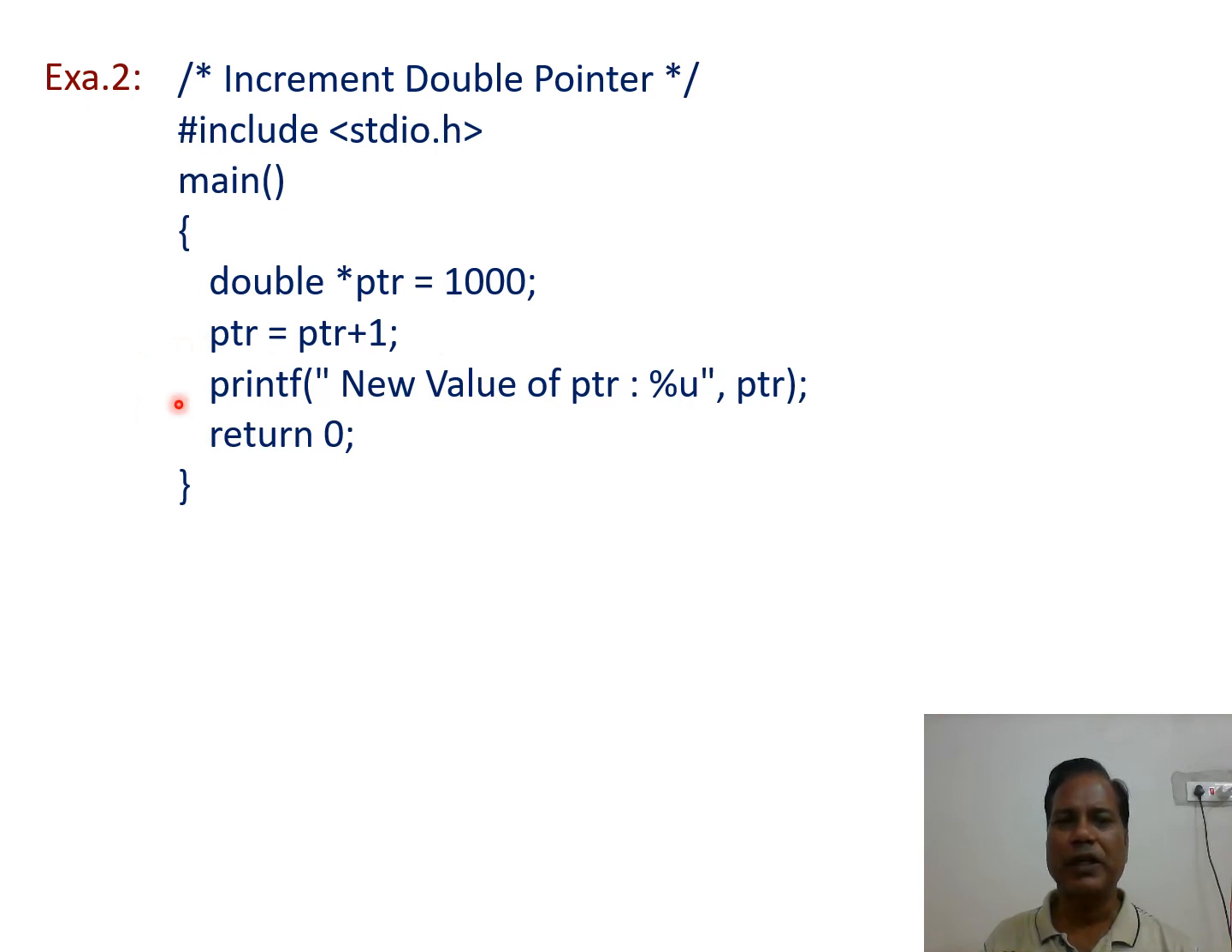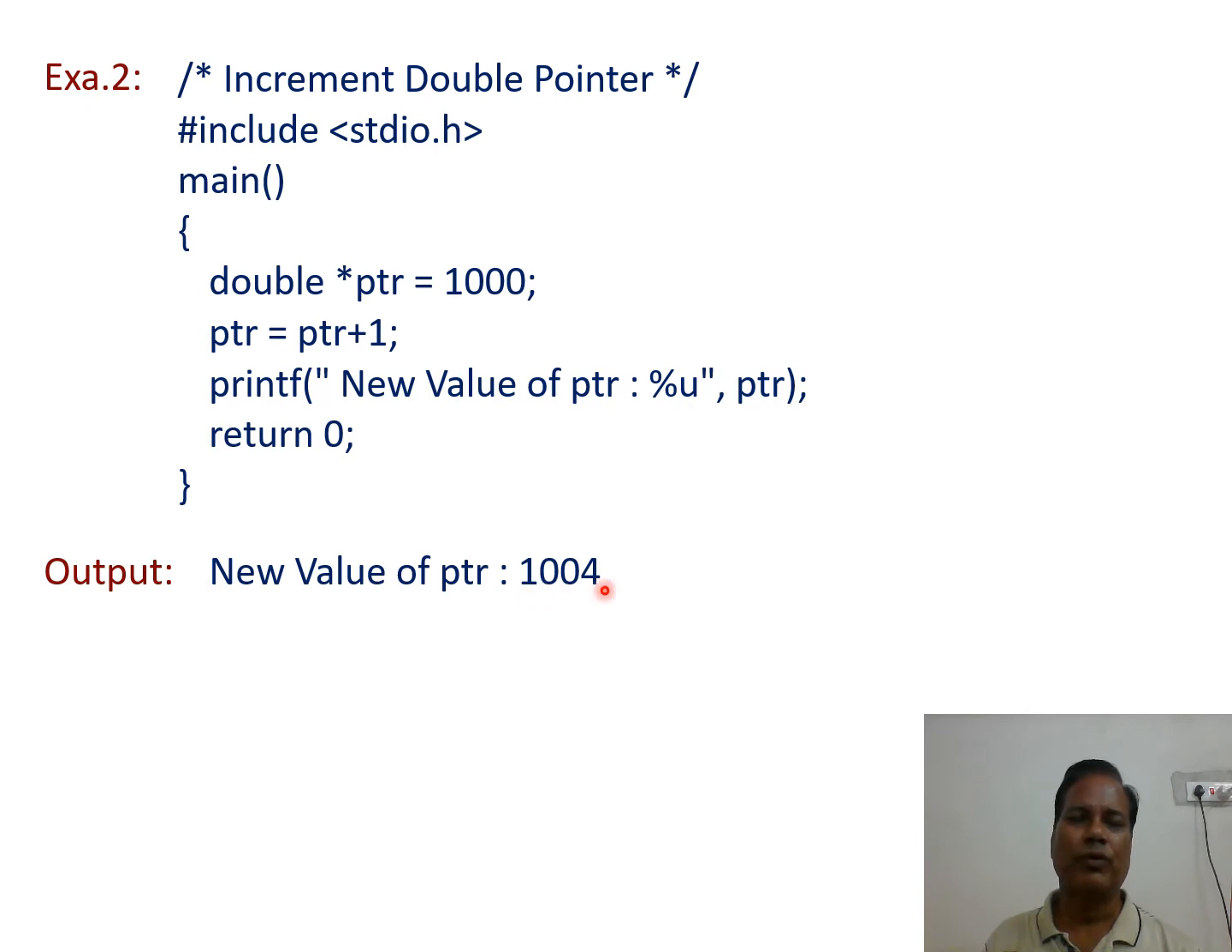So let us see, using the printf statement, what would be the value of ptr that is printed at this place. When this program is run, we get the output like this one. New value of ptr = 1004, because double data types need 4 bytes of memory location to store the data.